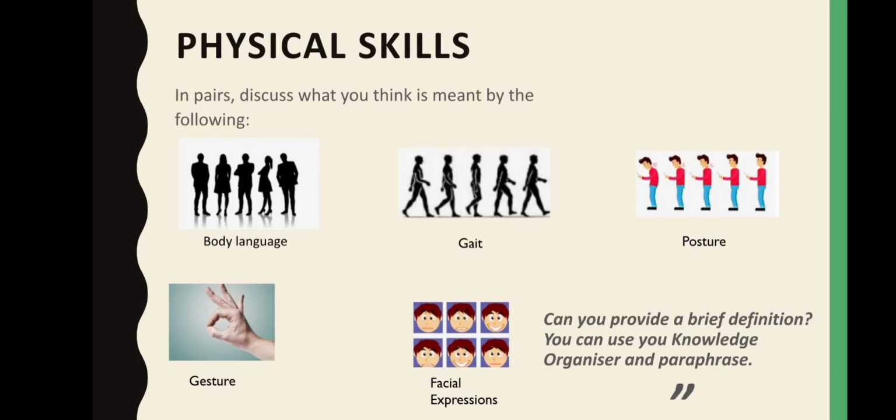Task. In pairs, discuss what you think is meant by the following physical skills: body language, gait, posture, gesture, and facial expressions. Can you provide a brief definition? You can use your knowledge organizer and paraphrase. This means putting the definitions into your own words. This activity is an oral activity, therefore you do not need to write down the answers. Pause the video here to allow students time to complete this task.